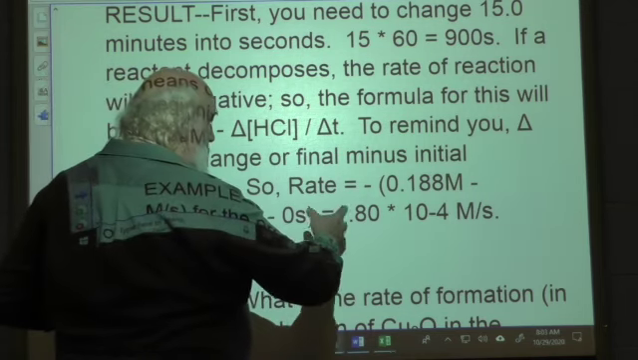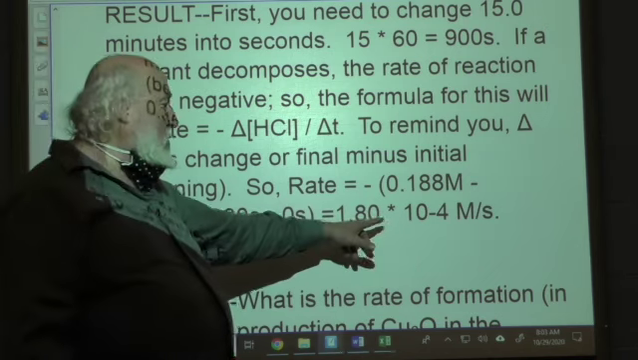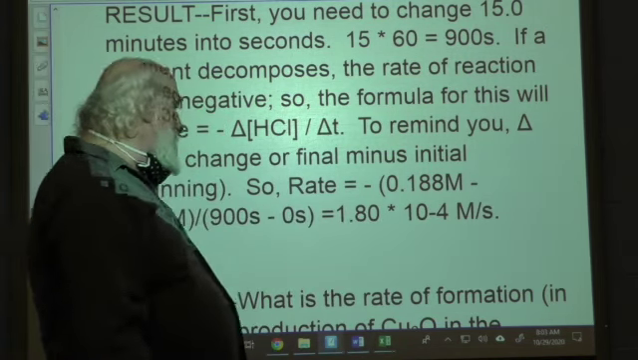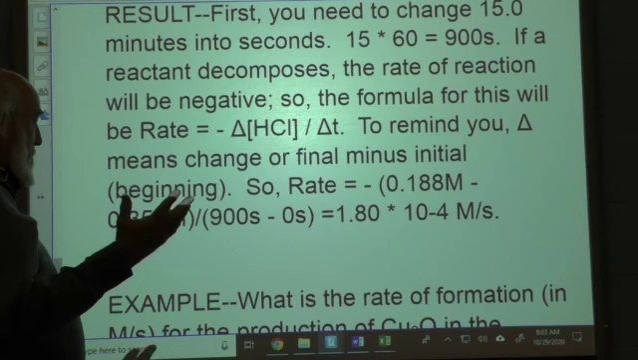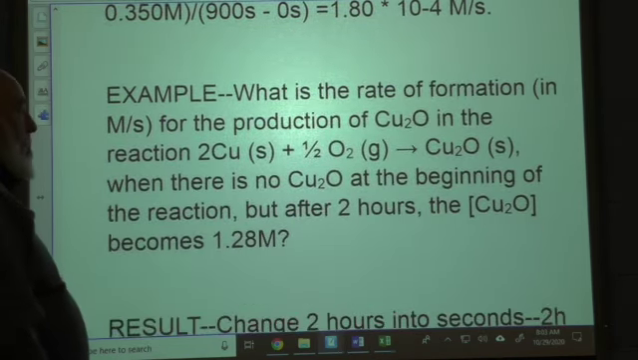And you divide that out, and you get 1.80 times 10 to the negative 4. That should be the next one, negative 4 moles per liter per second. Again, I'll fix that in the script before we get to that point, where we have to look at.